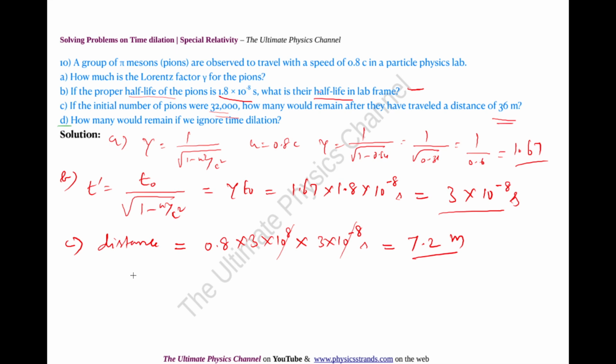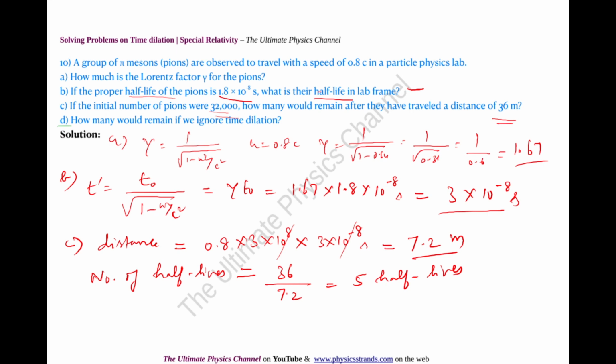How many half-lives would it take for this distance? That is the question, right? So the number of half-lives for the pions to travel this 36 meters distance is 36 over 7.2. That would be 5 half-lives. So the pions would take 5 half-lives to reach this distance.